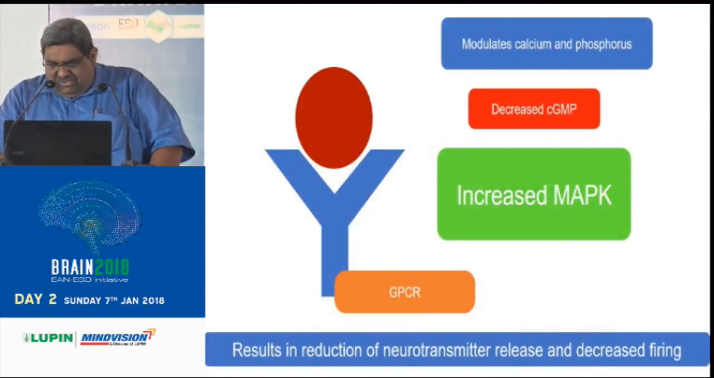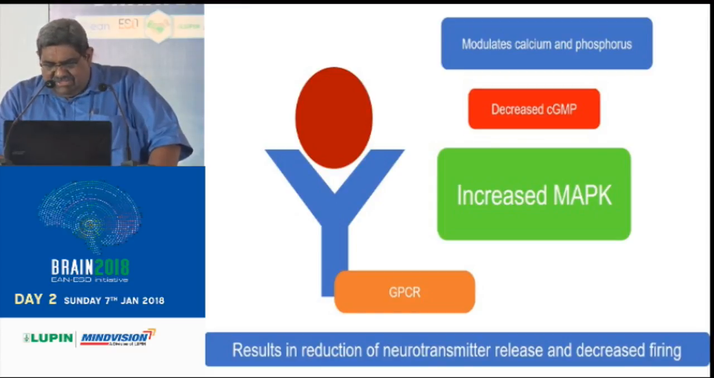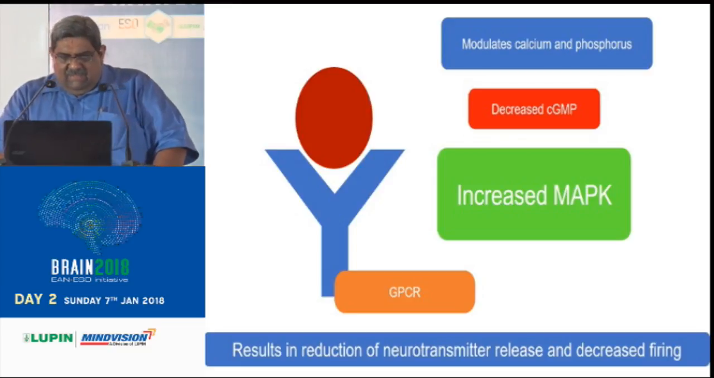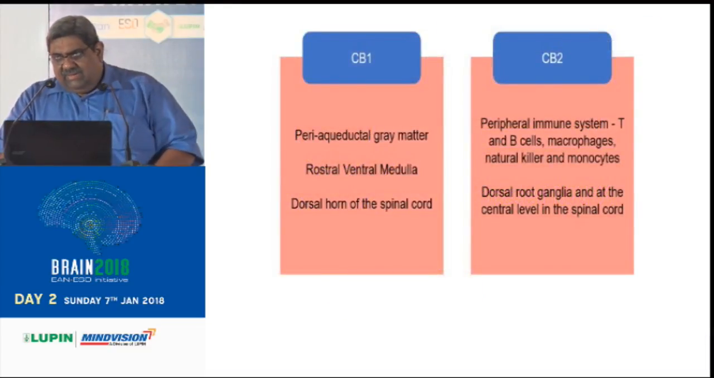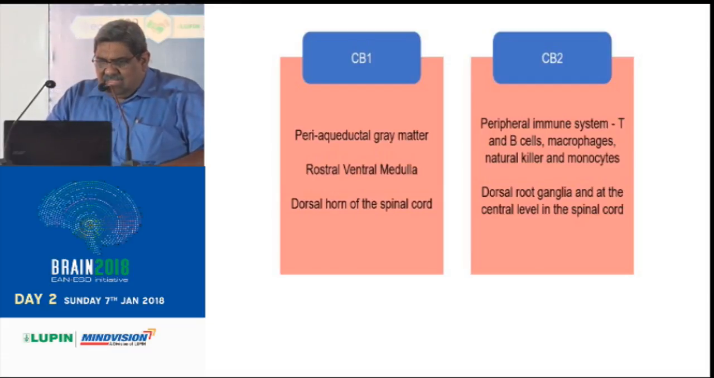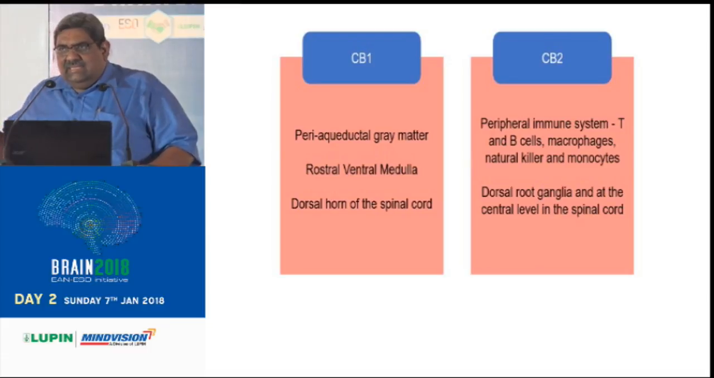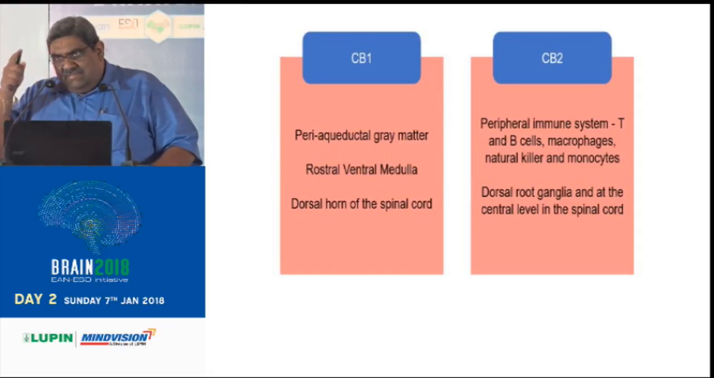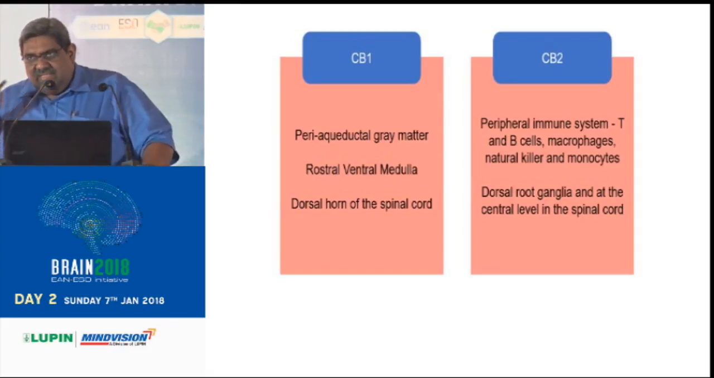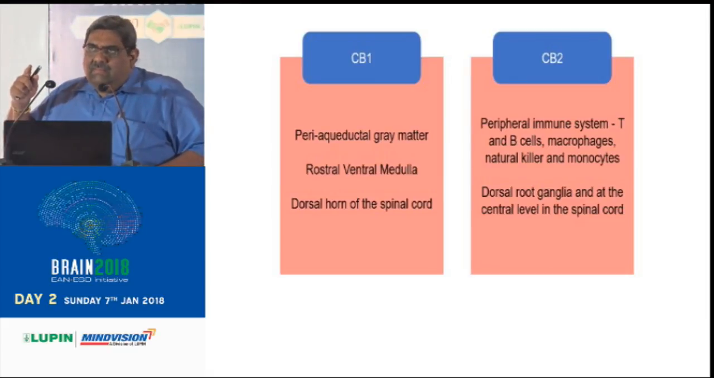The increased mitogen activated protein kinase modulates calcium and potassium, and that results in a reduction in neurotransmitter release and decreased firing. So the CB1 is the one which I was telling you about: the periaqueductal gray matter, the rostral ventral medulla and the dorsal horn of the spinal cord. This system is involved in the gating of your pain. It is richly innervated with the cannabinoid system and CB1 receptors, and this system can be inhibitory or facilitatory, so in a dual way it modulates the afferent input.